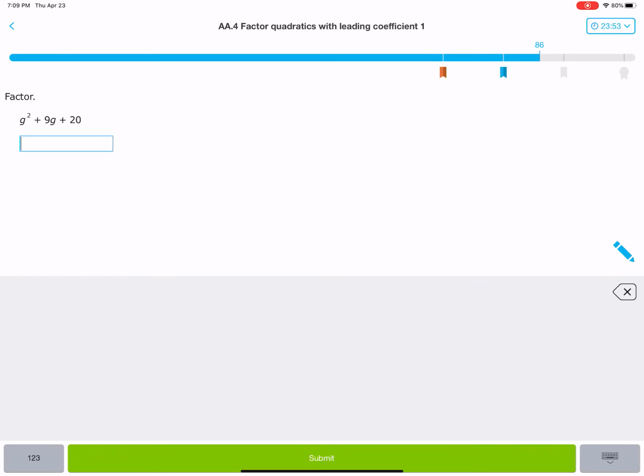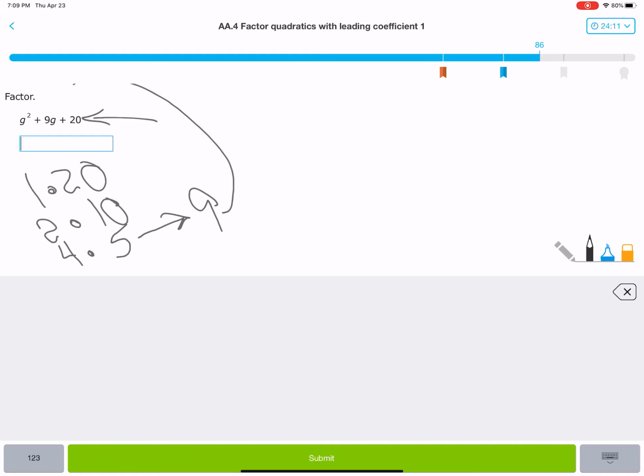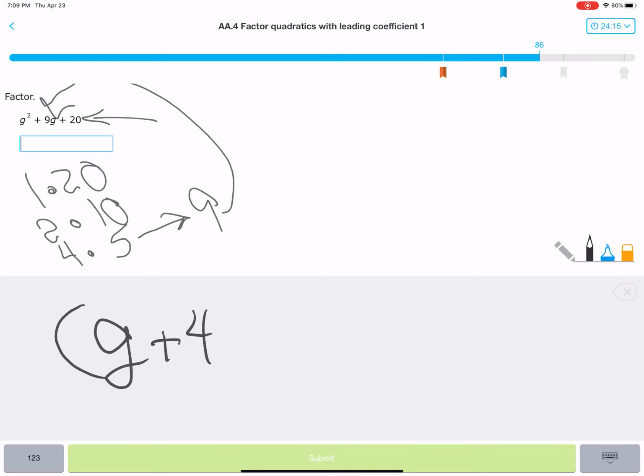The number I'm looking at is 20. 1 times 20, 2 times 10, 4 times 5. Everything's positive. So 4 and 5 give me the 9 I'm looking for in the middle. g plus 4, g plus 5.